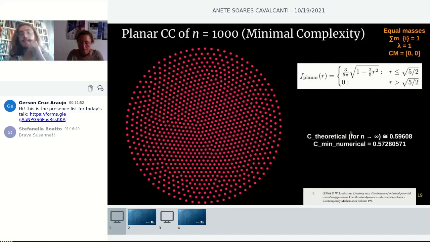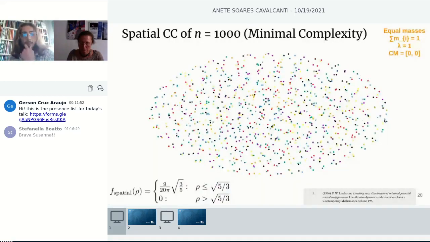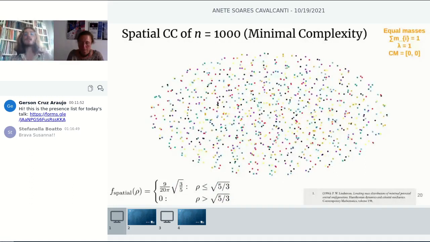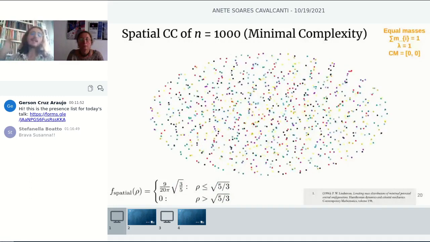Then he also computed, for this continuous limit, what should be the maximum value of the complexity, and it's 0.59 and minus 0.57. Basically, as we approach infinity, we reach this value. We have also been able to compute it for the spatial case. Here we have one of 1,000 bodies. It is rotating, as I said before, in order to visualize that it is in three dimensions.